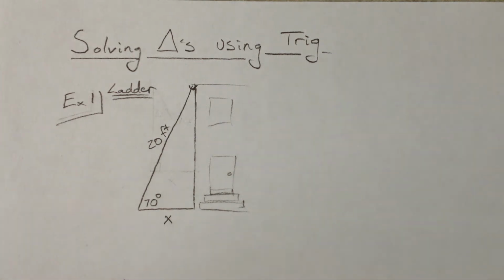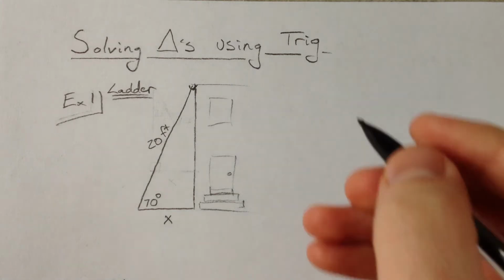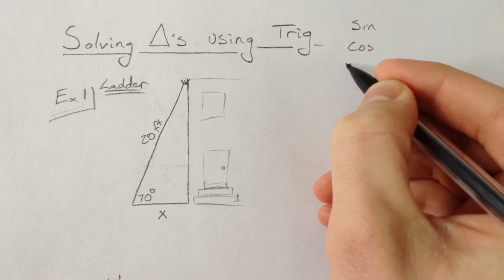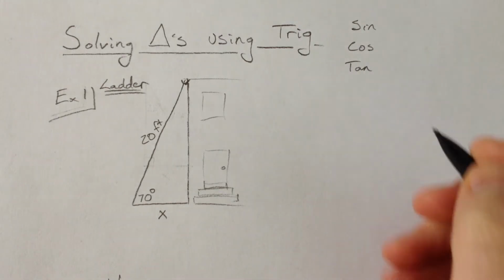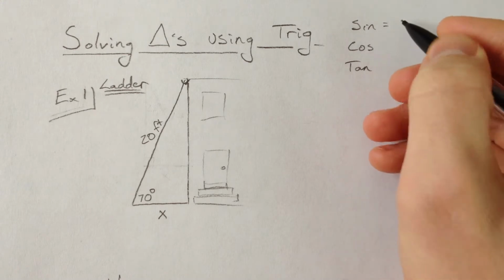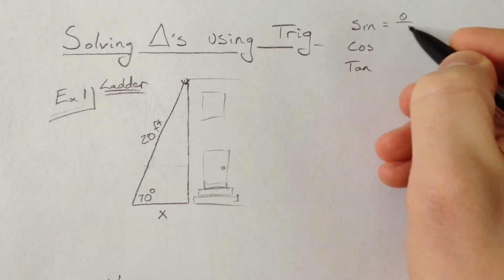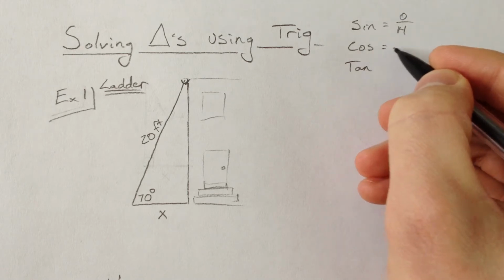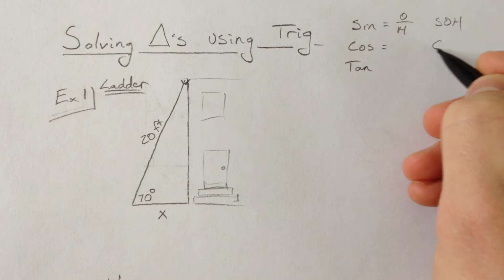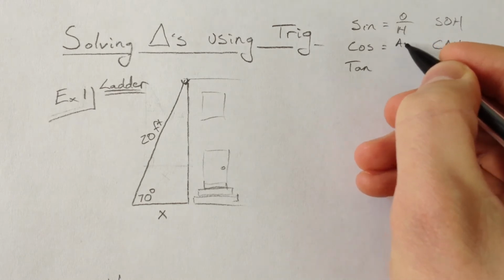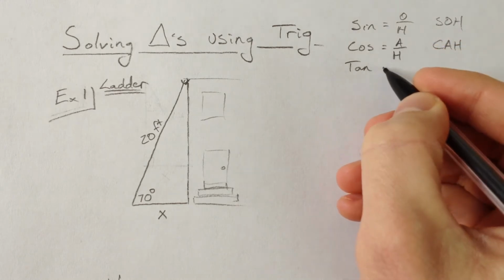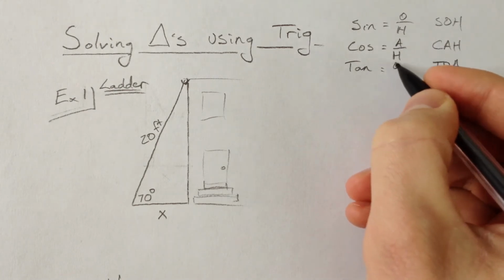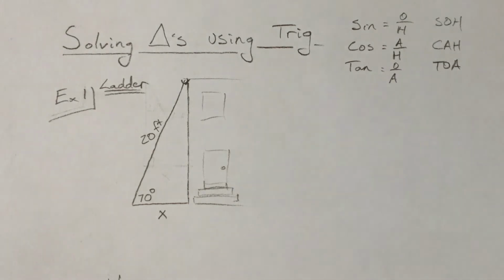So last time we learned about what the trig ratios were. What I mean by that is the sine and the cosine and the tangent of an angle. And so we learned about SOH-CAH-TOA. SOH meant that the sine was opposite over hypotenuse. Cosine, the CAH, was adjacent over hypotenuse, meaning the side that's next to it divided by the hypotenuse, and tangent, TOA, was opposite over adjacent.